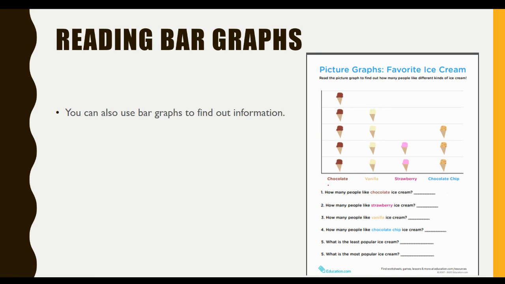So the categories are chocolate ice cream, vanilla ice cream, strawberry ice cream, and chocolate chip. It says how many people like chocolate ice cream. So we can use this picture graph to find out how many. Ready? 1, 2, 3, 4, 5. Okay, and we'll do one more. We'll do the strawberry one. How many people like strawberry ice cream? 1, 2. Okay, so this technically is a picture graph, but you're going to use a bar graph in the same way.